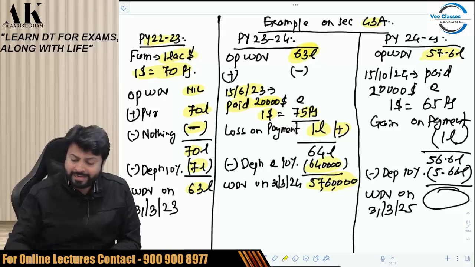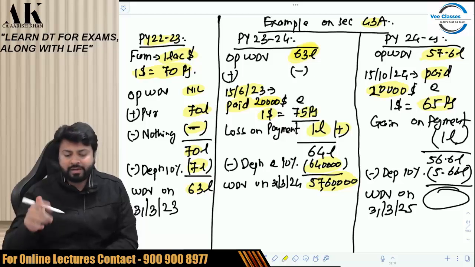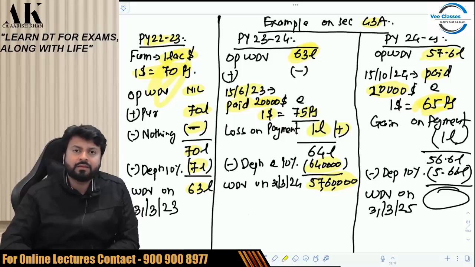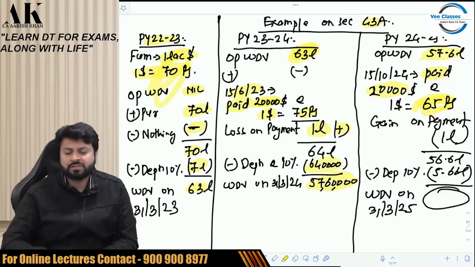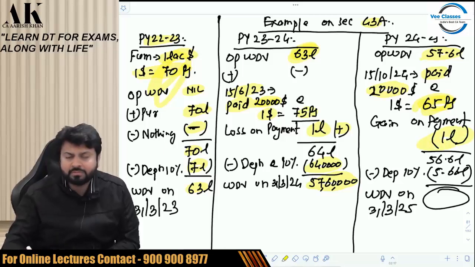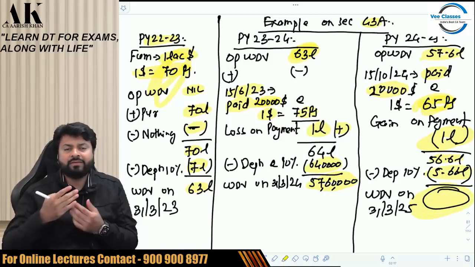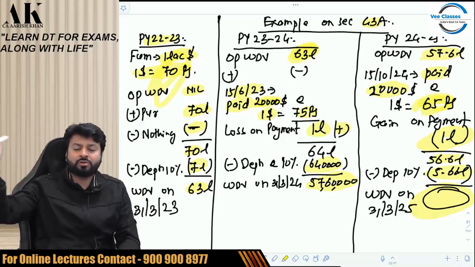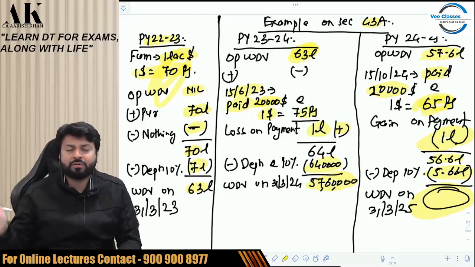In the third year, again I made a payment of $20,000 when $1 was 65. So I recorded the asset at 70, but now the value of the dollar is 65. So there is a gain on every dollar. 20,000 into 5, 1 lakh rupees will be the gain on payment. So that much has to be reduced from the WDV of the asset. And then whatever is the amount, you have to claim depreciation at the rate of 10%, and after that, the WDV will be there. The same way it will continue for the next few years till the entire $1 lakh is paid to the vendor, or to the bank.